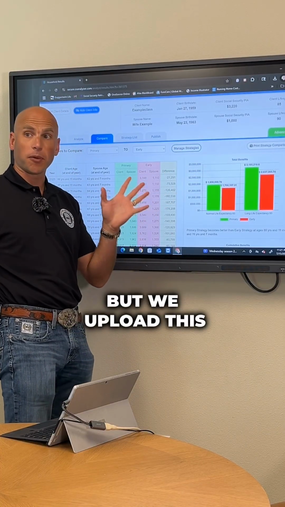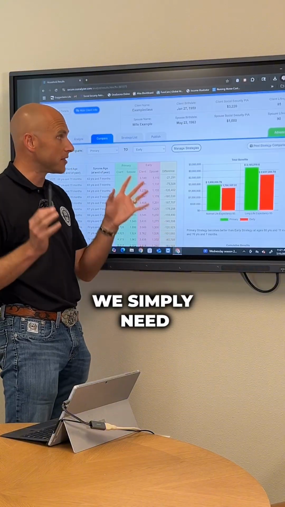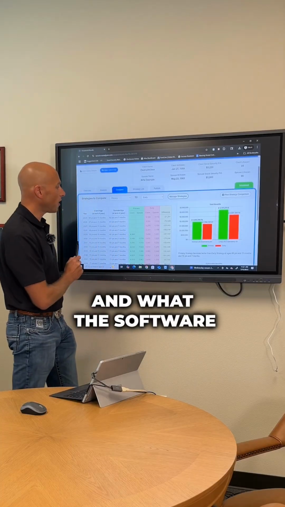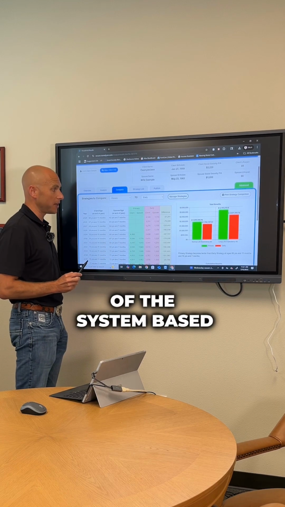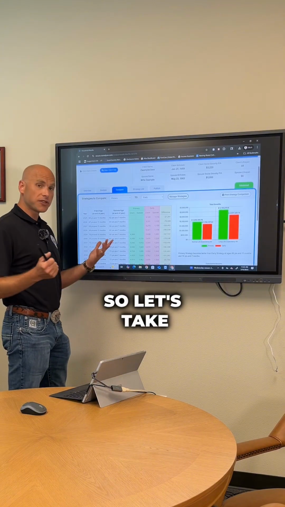Now everyone's different, but we upload this into the software and we don't need your Social Security number. We simply need to know what Social Security will pay you at your full retirement age. And what the software does is compare for us. Hey, primary is how I get the most out of the system based on life expectancy, and early is if I take it right away. So let's take a look here.